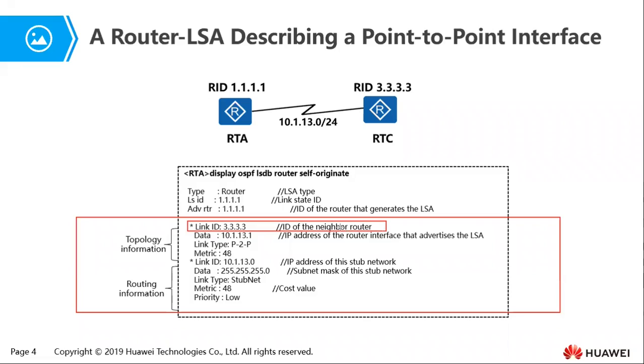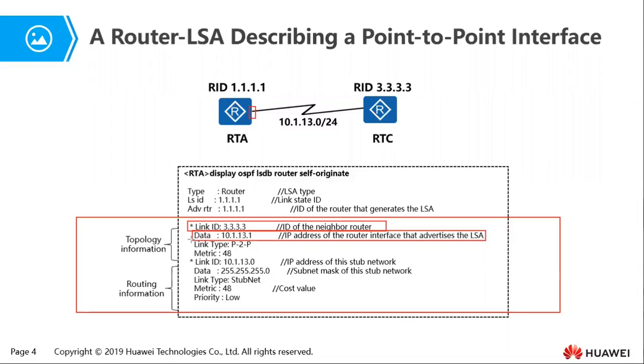The link ID is the router ID of the neighbor router. So for example, this data is for router 3. Then the data is the IP address of the router interface that has advertised the LSA. In this particular case, it is this link here that has advertised. Remember, this Router-LSA is for RTA. So for the data, it will be that. It simply means that this particular interface is connected to router 3.